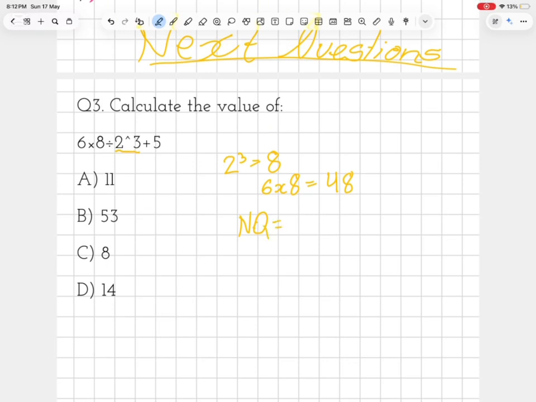So the new equation becomes 48 divided by 8 plus 5. So we can do division first, which gives 6, and then add 5, which gives us 11. And it can't be 14, it can't be 8, and it can't be 53, leaving us with the only sensible option, 11.